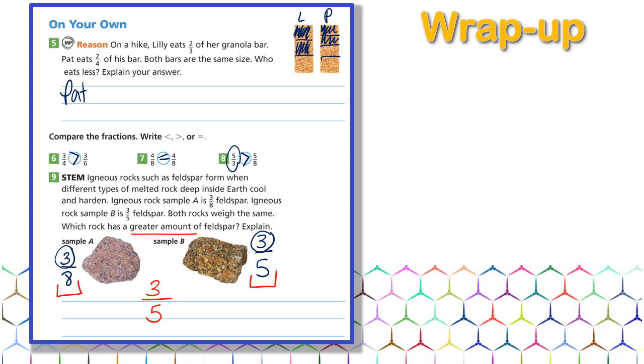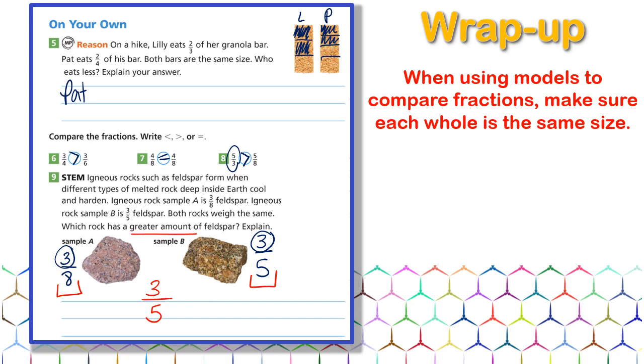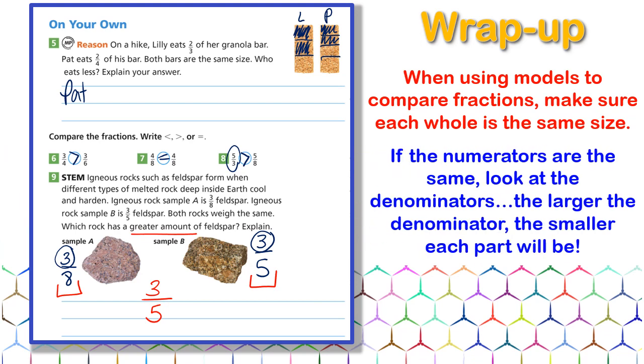Okay, so let's wrap this lesson up and let's build on things that we already know and that we learned in today's lesson. Okay, when we're using models to compare fractions, we have to make sure that each whole is the same size. Whether you're using number lines or bars or shapes, you need to make sure that your models are the same size to accurately compare the fractions. And if the numerators are the same, look at the denominators. The larger the denominator, the smaller each part you're counting will be.